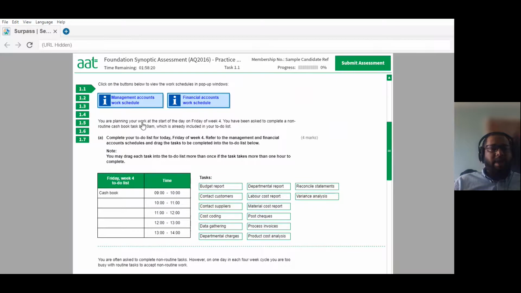They're saying here you're planning your work at the start of the day on Friday of week 4. You have been asked to complete a non-routine cash book task by 10 a.m., which is already included in your to-do list. We can't amend that one now, but we still have a few more hours to do here. There are 4 more hours outstanding that day, and we have to find out what we need to be doing for the rest of it.